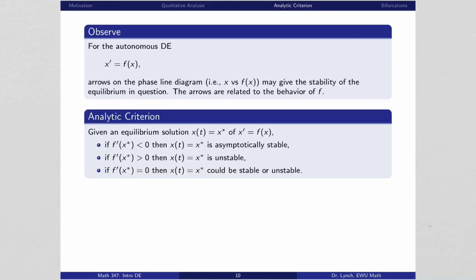So, in summary, the analytic criterion is, given an equilibrium solution x equals x star, if f prime of x star is negative, then x equals x star is stable. If f prime of x star is positive, x equals x star is unstable. And if f prime of x star is 0, then we don't know. The equilibrium solution could be stable or it could be unstable. Once again here, prime on f indicates a derivative with respect to x, not with respect to t. So just keep that in mind.